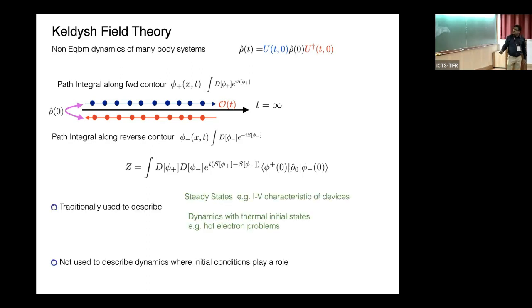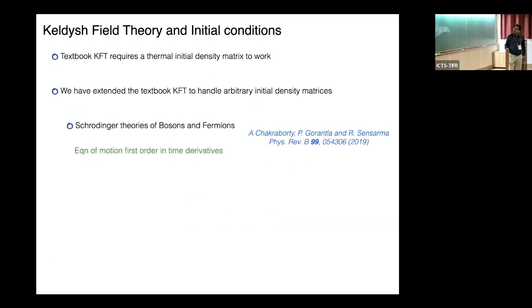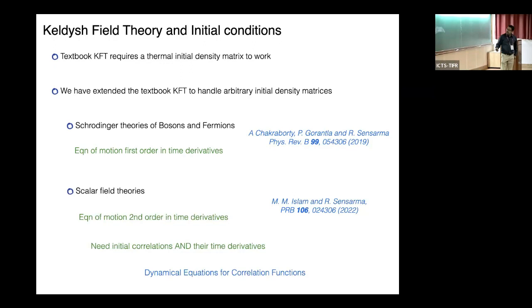And so this kind of model, where you do not use this part that much, has been used a lot for steady states of devices, dynamics where you're going to a steady state and you don't care about the initial condition and so on. And what we have been doing, with my earlier student Anna Chakrabarty and others, is looking at how to extend this to arbitrary initial density matrices. We managed to do this for Schrodinger theories, bosons and fermions. And with my current student, we have been able to extend this to scalar field theories.